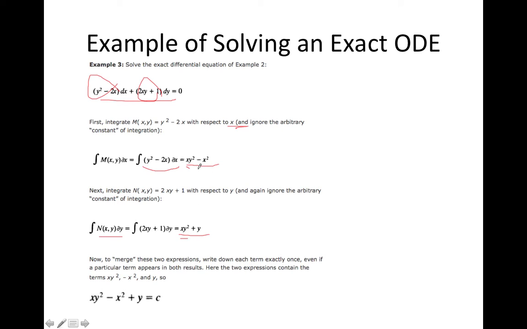Notice that we have a term minus x squared, and we have a term y. So what we want to do is we basically take all three terms, our xy squared term, our minus x squared term, and our plus y. We sum those together. So notice the key is this xy squared term, even though it appears in both solutions, it's only incorporated once into our solution. So we take the sum of those three and we set it equal to a constant.